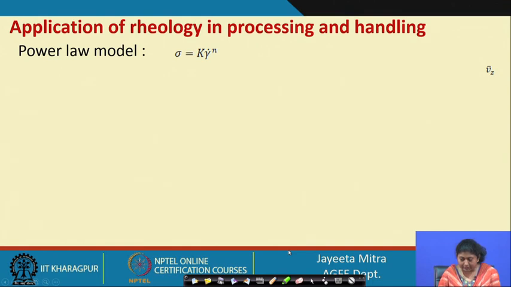Let us now consider that instead of Newtonian fluid we are taking a power law fluid. Okay. So, for the power law fluid we can model the shear stress sigma as equal to k into gamma dot to the power n. Okay. So, consistency index k into shear rate to the power flow behavior index. Of course, for the power law model n is not equal to 1. If n becomes 1, this will become the Newtonian fluid.